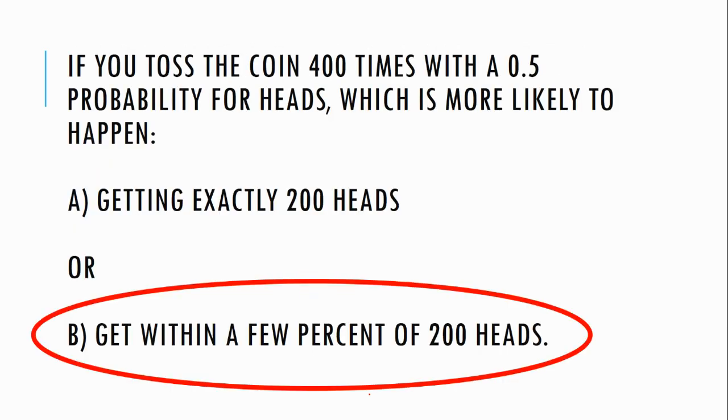Okay, so if I toss a coin 400 times with a 0.5 probability for heads, which is more likely to happen? A, getting exactly 200 heads, or B, getting within a few percent of 200 heads. And you can see that I already have the B circled. It's possible that I get exactly 200 heads, but it's more probable that I get within a few percent of 200 heads.